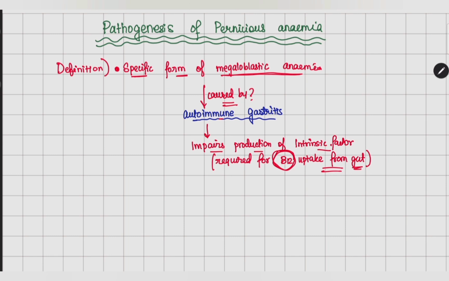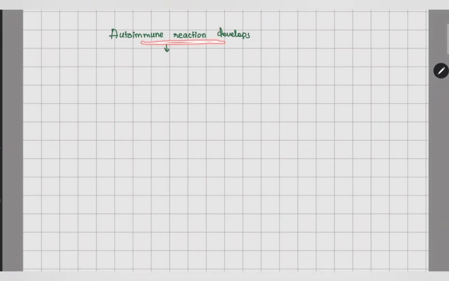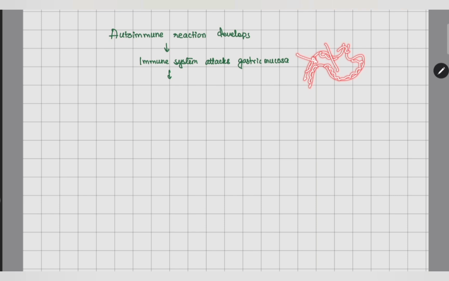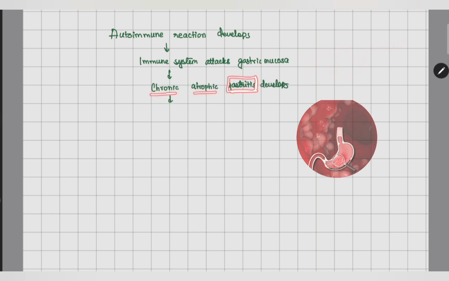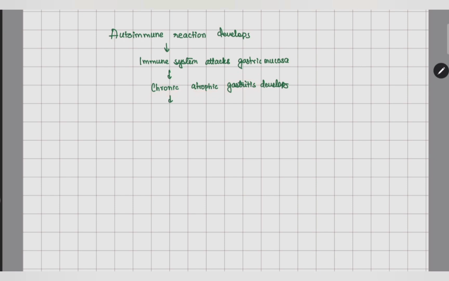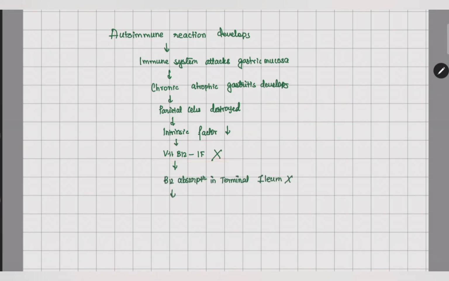So an autoimmune reaction develops and the immune system attacks the gastric mucosa, and prolonged attack will lead to chronic atrophic gastritis. Okay, this will destroy the parietal cells, and if there are no parietal cells, there will be no intrinsic factor, and so intrinsic factor cannot bind to vitamin B12. Therefore, B12 absorption in the terminal ileum will not happen, and this results in B12 deficiency.